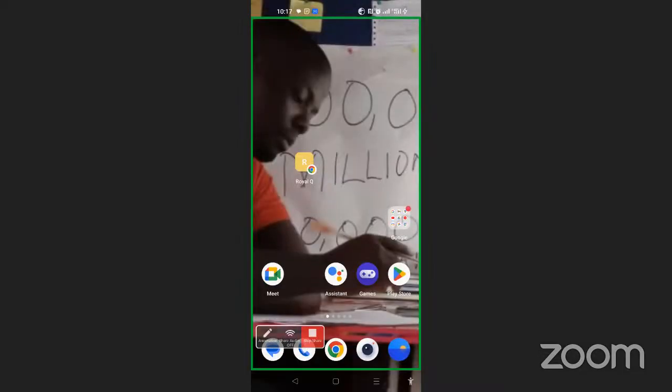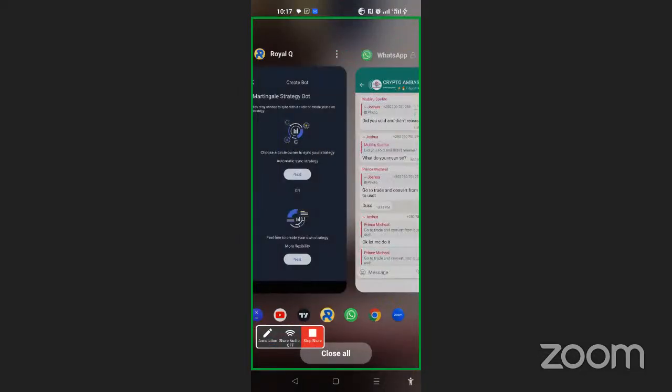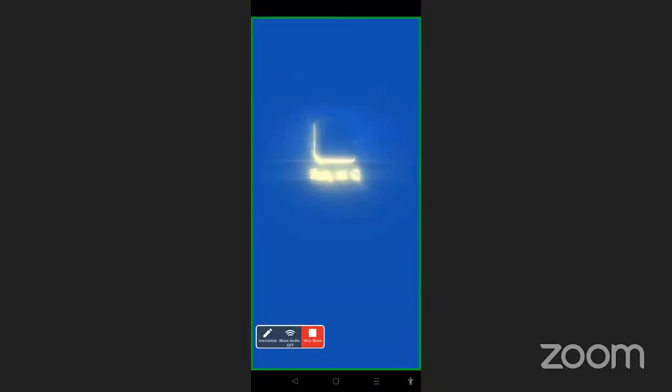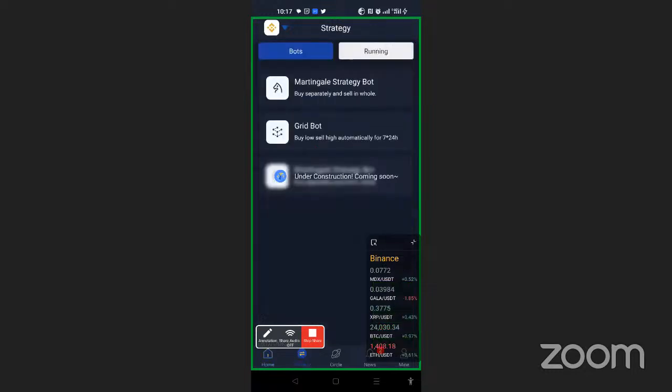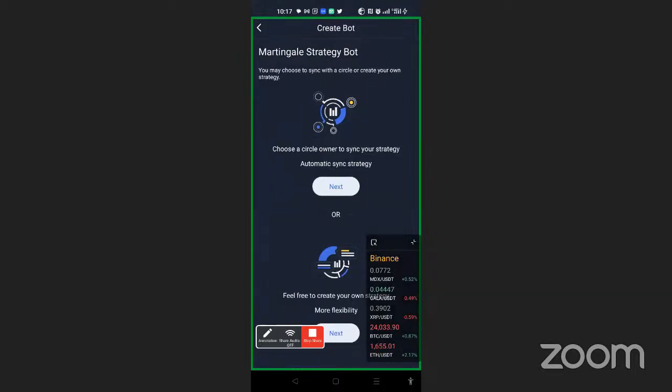So you wanted to know, after you have seen the 4%, how do I enter into the Royalq? Okay, so I open my Royalq. I come to strategy, then I tap on bots. I choose martingale. I create my own because I don't want to follow anyone. If I choose a circle owner, then I'm going to go to other traders.